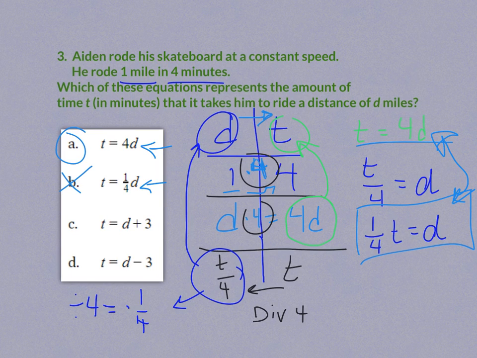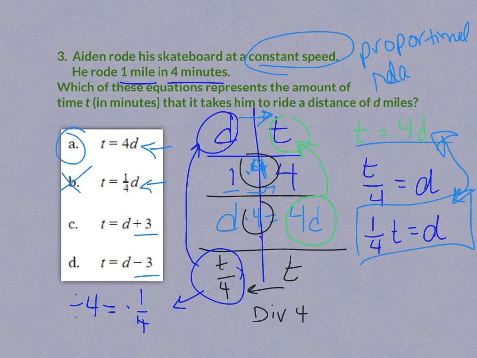The last two, C and D, have adding and subtracting. Well, I know in order to be a proportional relationship, which is what this is, because it says it's a constant speed, which makes it a proportional relationship, I know that there is not going to be any addition or subtraction. There's only multiplication and division, so therefore that eliminates both of these. So in this case, the only one that is correct and matches this situation would be A.